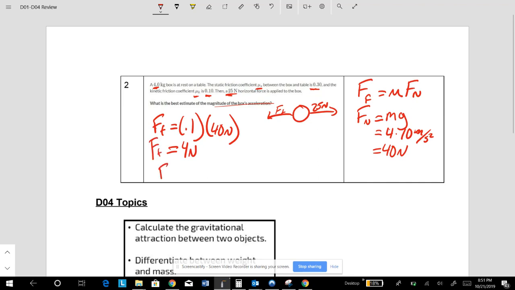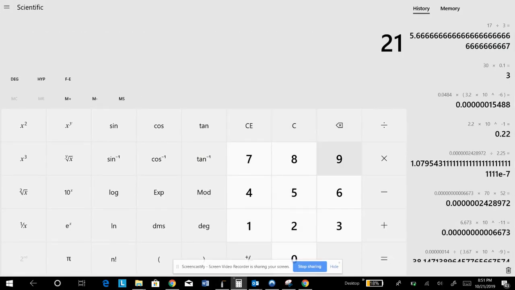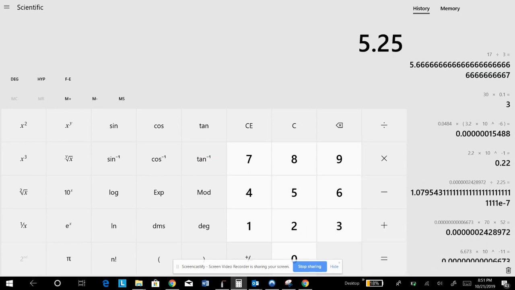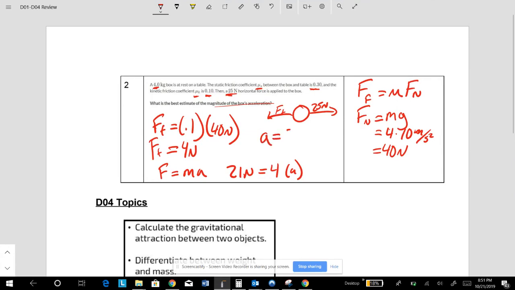So then our total force equals mass times acceleration. If we have 4 subtracting from 25, our total force will be 21 newtons. Our mass will be 4, and our acceleration is what we're looking for. So then I go back over here. I go 21 divided by 4 equals 5.25. Back here, my acceleration is 5.25 meters per second squared. And that's my overall acceleration, and then this is my friction force.